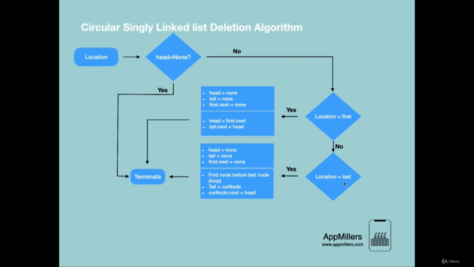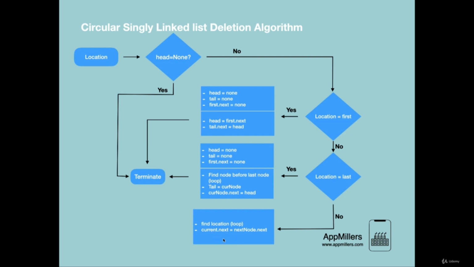Now, if the location is not equal to last, then we are deleting an element from the middle of the circular single linked list. In this case, we need to loop through the circular single linked list until we reach the node that is before the node that we want to delete. In this case, this becomes our current node. So we just need to change the current node's next reference to the node that is after the node that we want to delete. So in this case, the next node's next reference is the node that is after the node that we want to delete. By creating this connection between them, it deletes the connection between the current node and the next node.